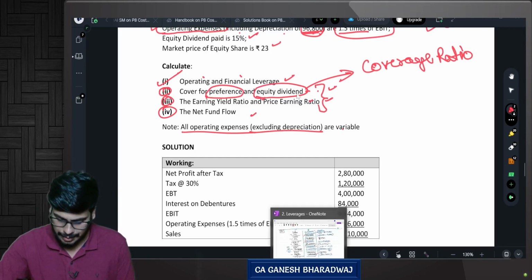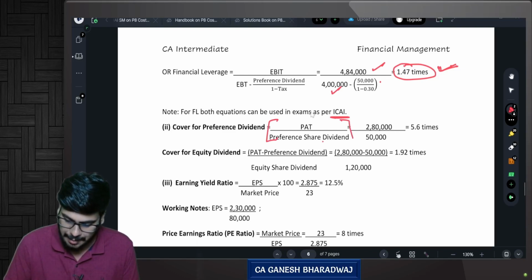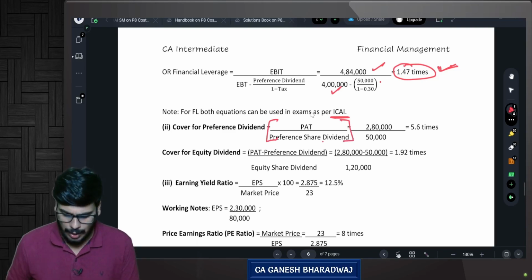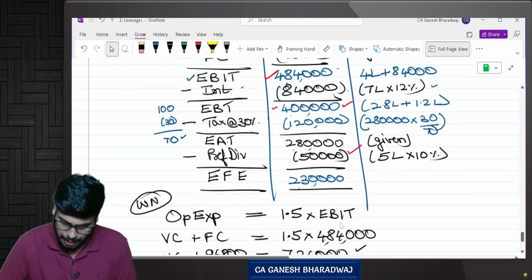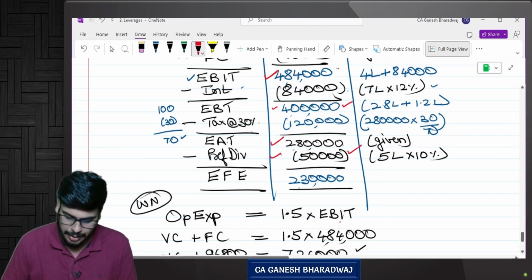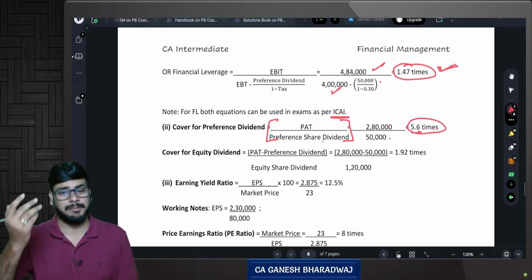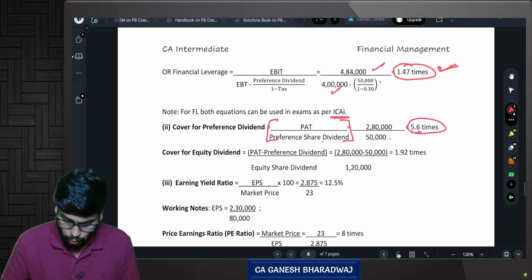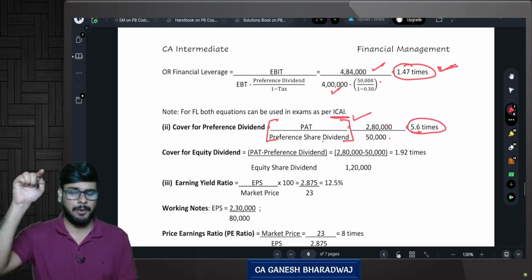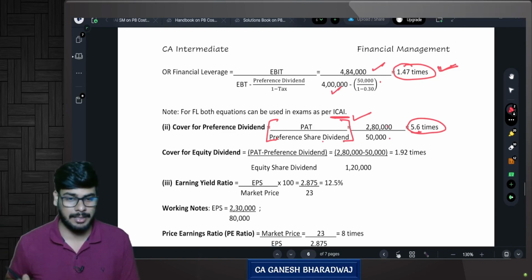So what is this, sir? I'll tell you. Now look at this. Preference dividend coverage ratio is profit after tax divided by preference dividend. Fine. You have the figures. Profit after tax, that is earnings after tax, is going to be 2,80,000 divided by preference dividend, 50,000. So 2,80,000 divided by 50,000, it's going to be 5.6 times. Very simple. Now, sir, for the preference dividend coverage ratio, why is the formula profit after tax, that is earnings after tax, divided by preference share dividend? This is the question that you need to know.